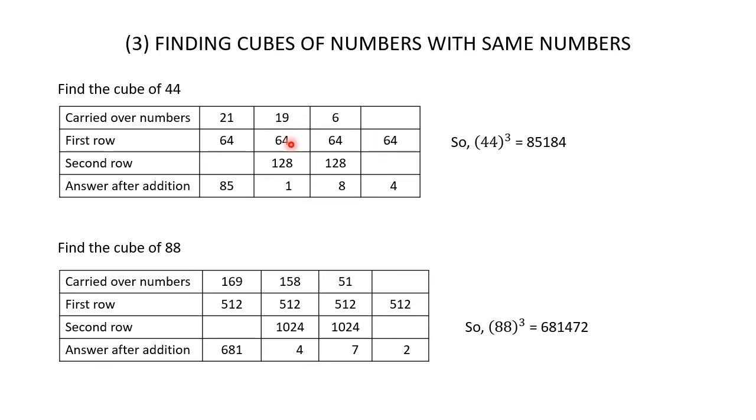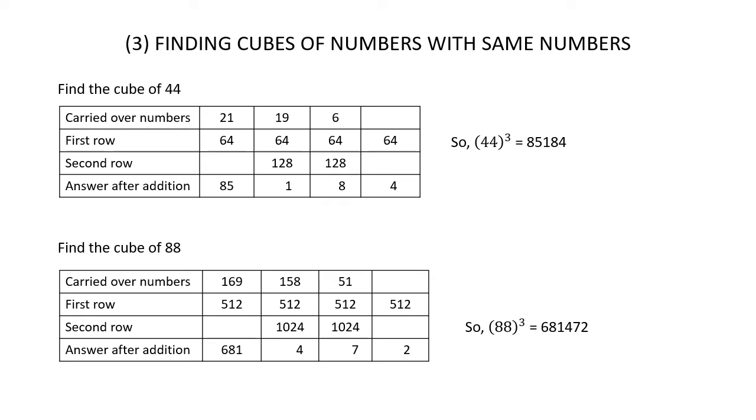19 plus 64 plus 128 is 211. Write 1 in the answer and carry over 21 to the next column. 21 plus 64 is 85. Write 85 as it is. So now you have the answer 85184. So 44 cubed is 85184.